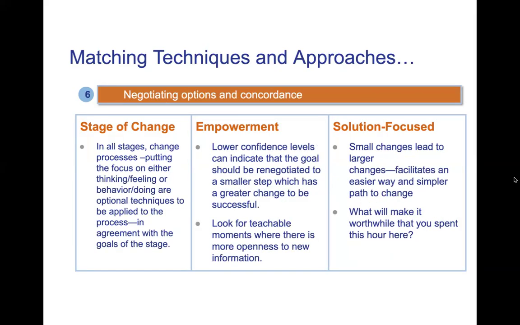Negotiating options. So at this point, in all stages, change processes, putting the focus on either thinking or feeling or the behavior, doing optional techniques to be applied in that process when everybody's in agreement with the goals of that stage. And just know that if the resident or the staff have real low confidence levels, that is an indication that as a team, we need to maybe look at renegotiating into a smaller step or a different intervention.